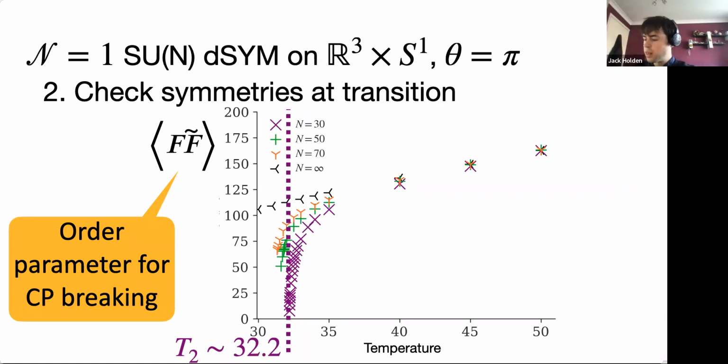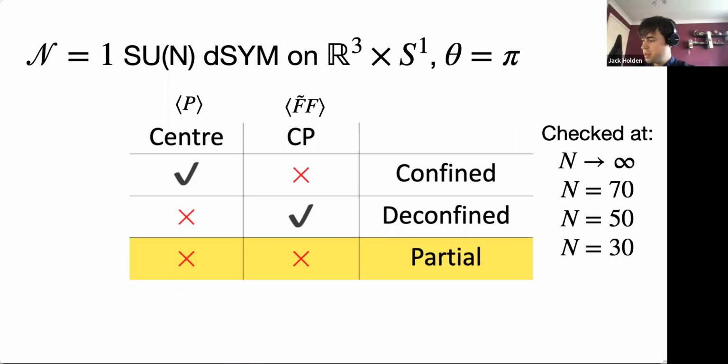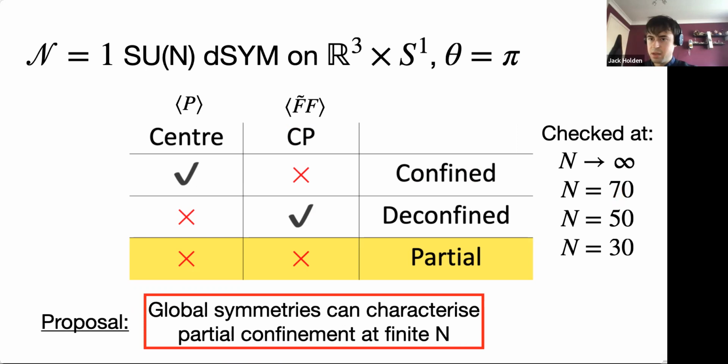And the same is true for all the other values of N that we looked at. So this leads us to conclude that the partial phase can be characterized in this theory by both center and CP being broken. And we check this not just at large N, but at all these different values of finite N. And so this leads us to propose that global symmetries can characterize partial confinement at finite N. And so we can start talking about the partially confined phase at finite N, and we're no longer constrained to large N.